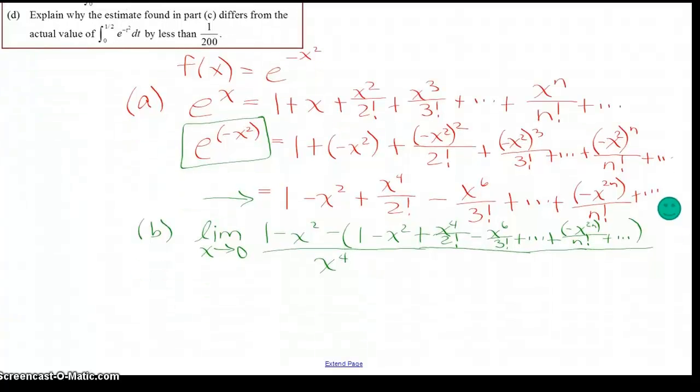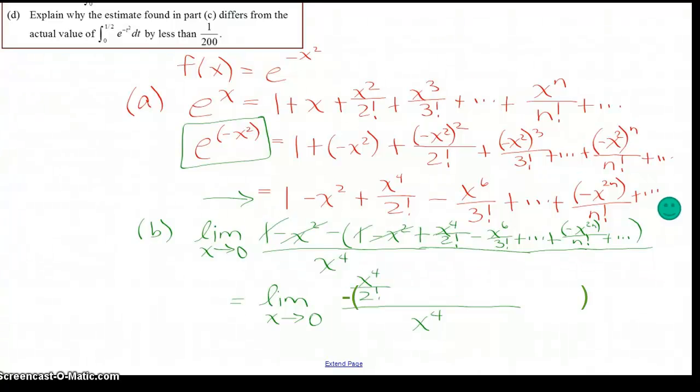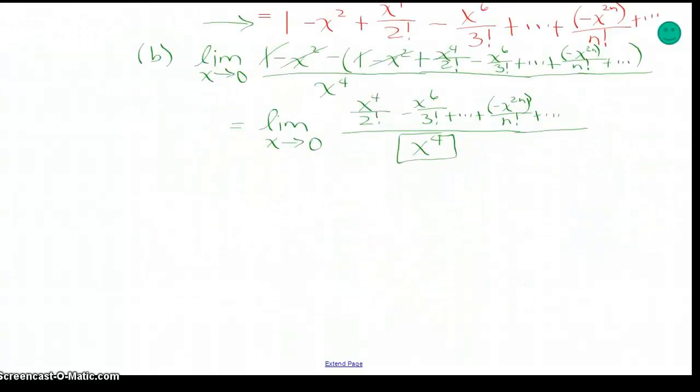Well, we know how to evaluate limits. Let's see. That and that are going to cancel. That's 1 minus 1. Negative x squared plus x squared, that cancels. So this cleans up to the limit as x approaches 0 of x to the fourth over 2 factorial minus x to the 6th over 3 factorial, all over x to the fourth. I'll put my general term in there because that is part of the result that I got from part A. And now I'm going to clean it up algebraically, dividing every term in the numerator by x to the fourth.